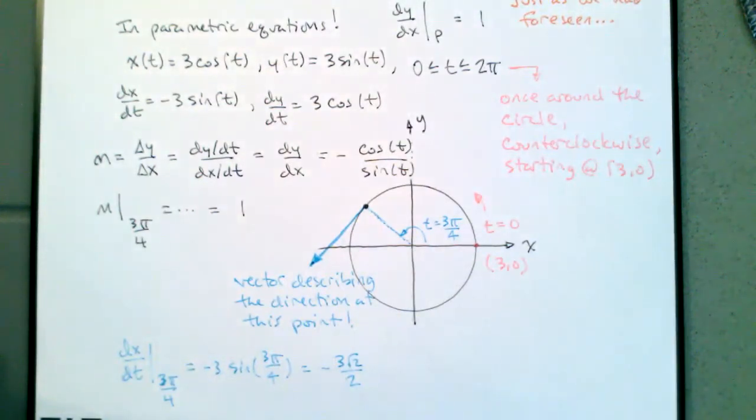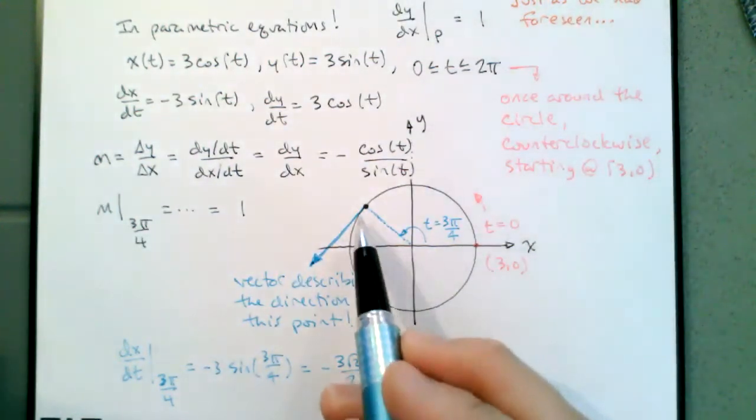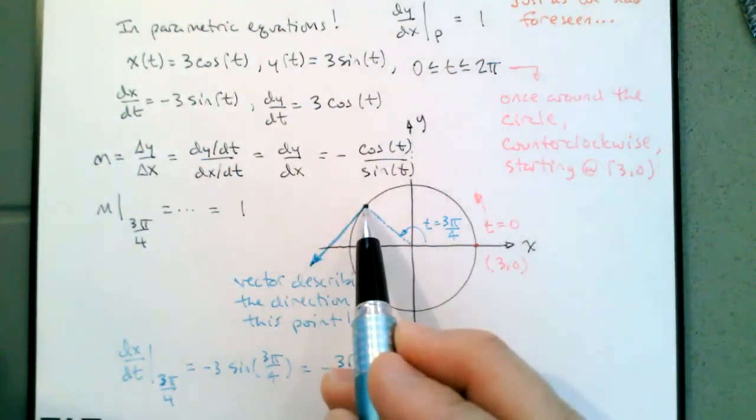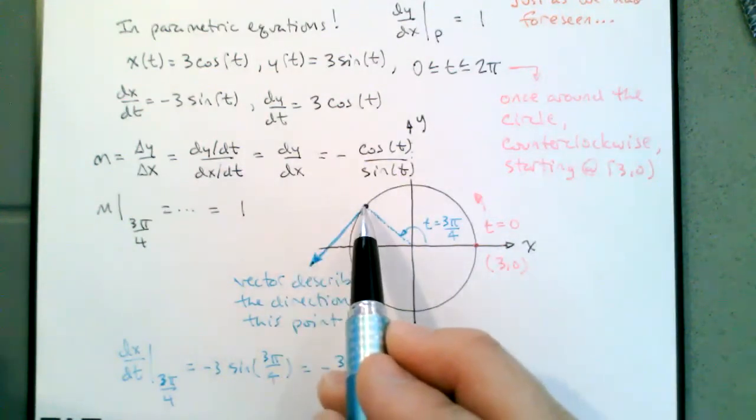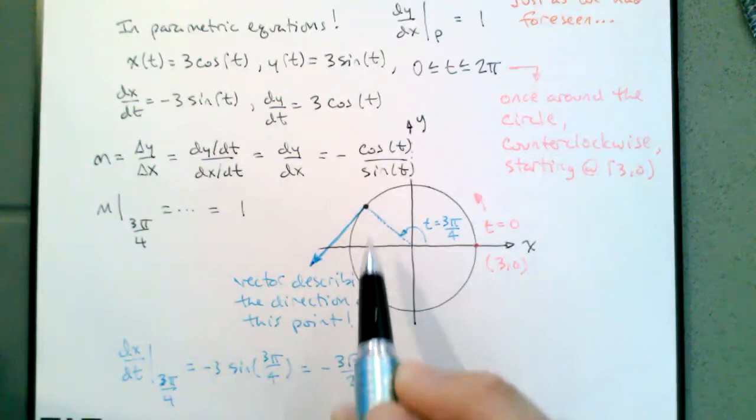This is how things are changing in the x direction. It makes sense that we got a negative number, because in the horizontal direction we're clearly going in the negative direction, since we're going to the left. We should also expect a negative for dy/dt, because at this point our vertical direction is down.